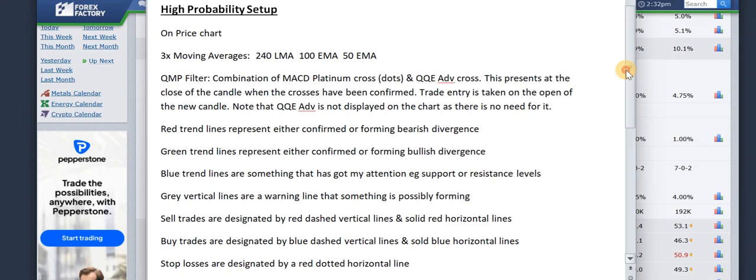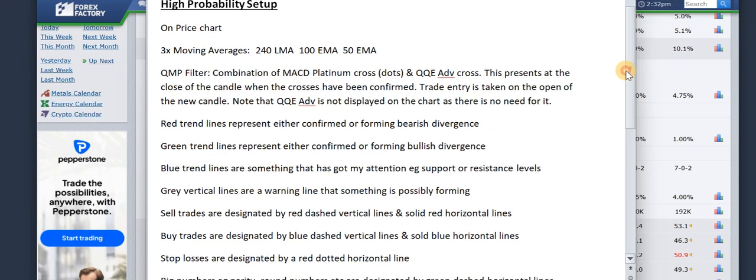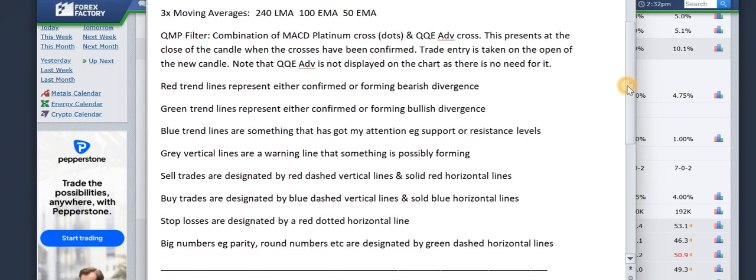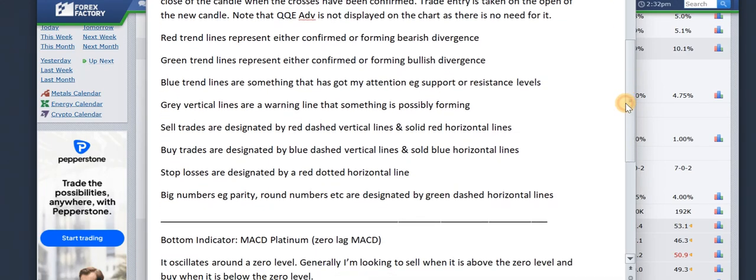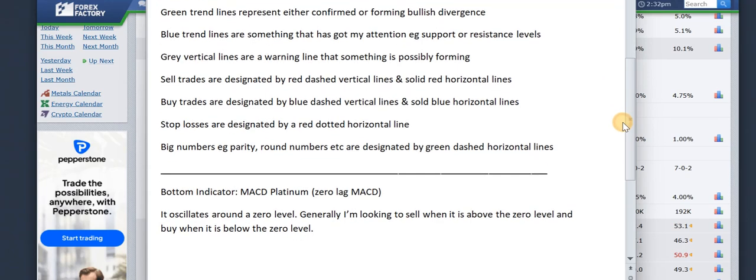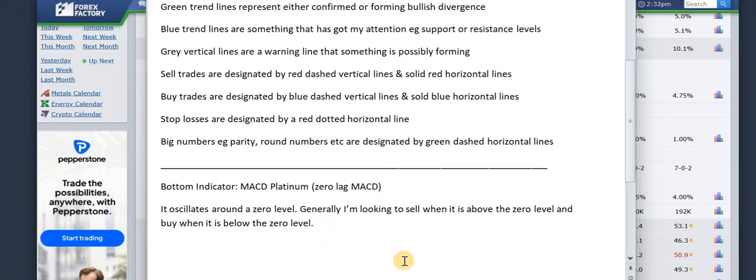I do try to put subtitles on these videos nowadays, so you have to actually select that in your own YouTube settings. But yeah, just have a read of this. It's all the different settings, all the colors. I go through it in the video anyway. The main one is the bottom indicator, which is the MACD Platinum Zero Lag MACD. Now, it oscillates around a zero level. Generally, I'm looking to buy when it's below the zero level and sell when it's above the zero level. Not always, but 95% of the time. So that's that Word document.